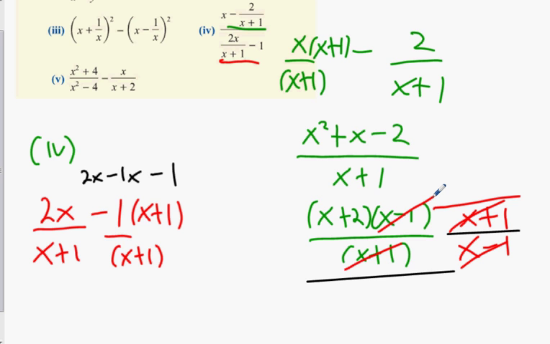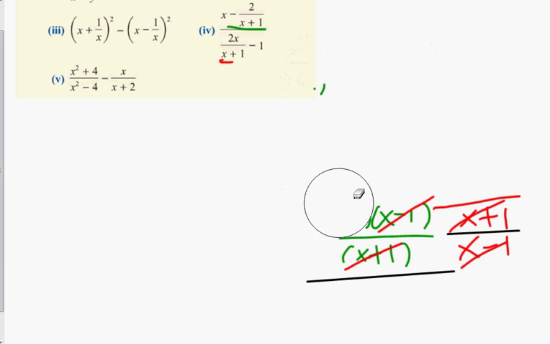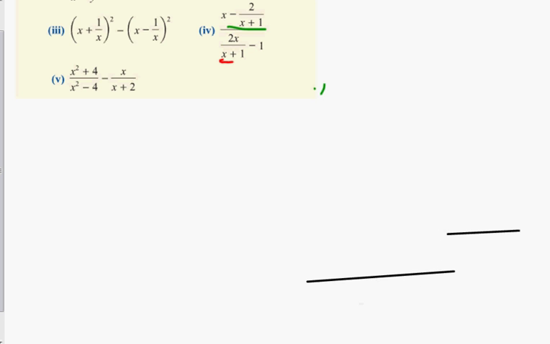Finally, anybody get this one? This one was, I gave you the platter yesterday. Which one? Number 5. I gave it to you as an absolute platter yesterday. No? Awesome. What have I tried to beat into the last couple of years when you're adding and subtracting fractions from each other? What's the first thing I always ask you? Is it fully factorized? Is it fully factorized?